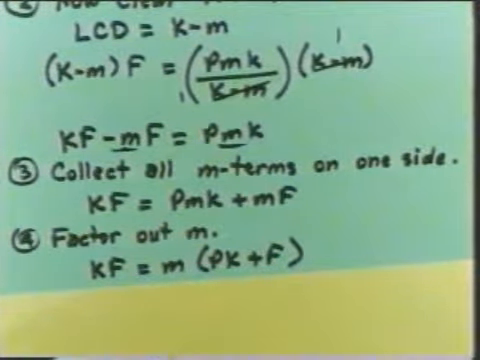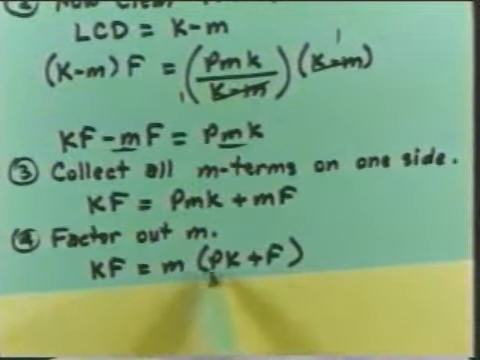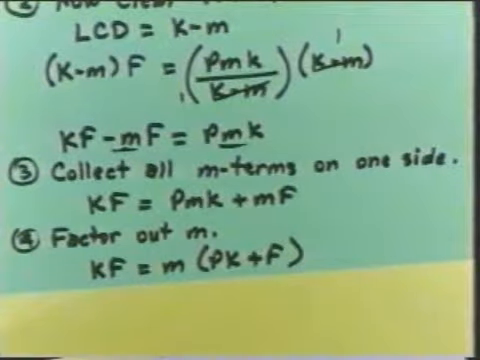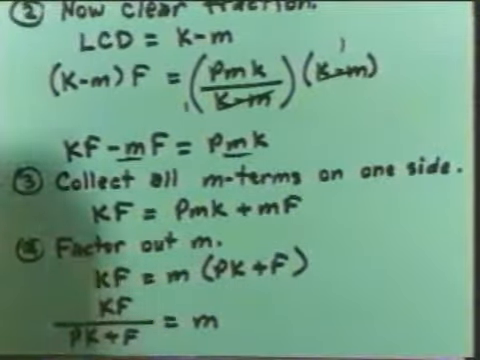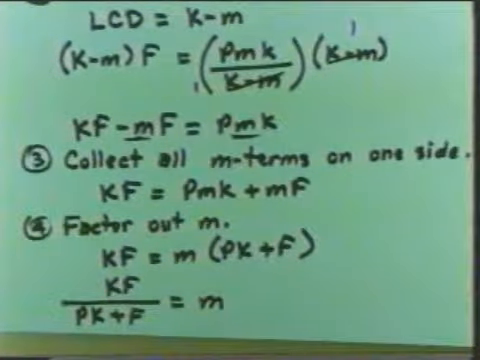Now you notice that the m appears only once in the equation, and the m is multiplied by the expression in parentheses. To get rid of something that's multiplied, we divide. So let's divide both sides by pk plus f, and that will give us our final result. So we get the formula kf over pk plus f equals m.